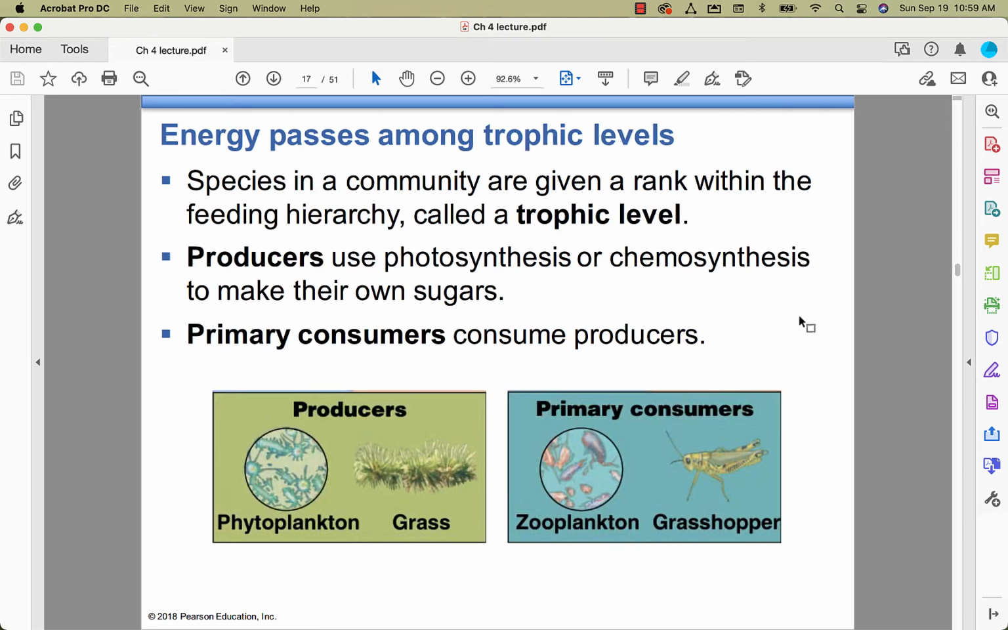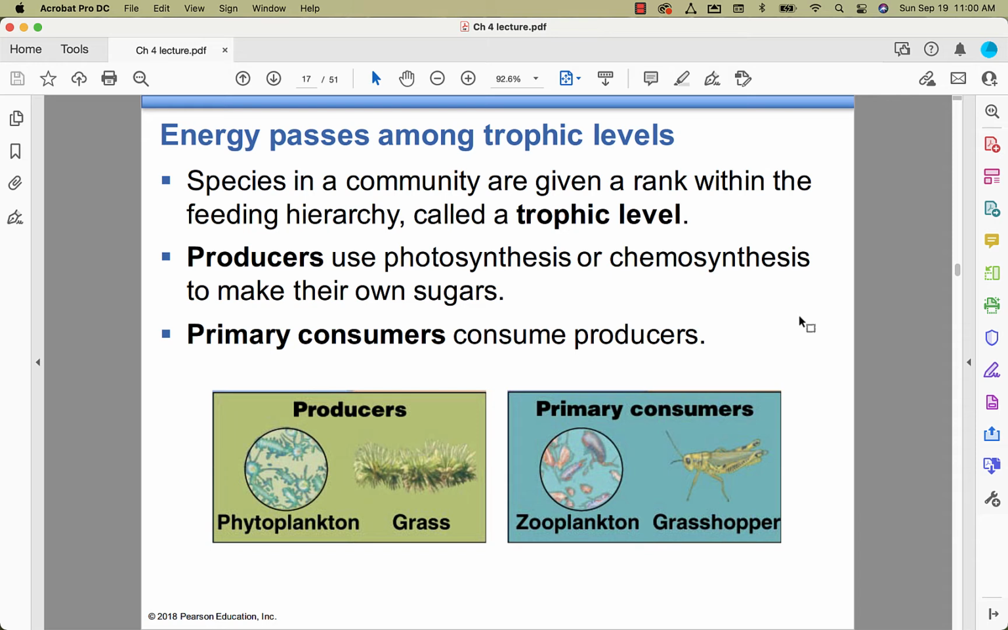So we can look at a community in terms of feeding relationships, and every species within a community is given a rank within the feeding hierarchy, and they call that a trophic level. We talked about that. So producers are at the bottom, at the first trophic level. They use photosynthesis or chemosynthesis, like I talked about with the tube worm bacteria, to make their own sugar. The next trophic level up are the primary consumers.